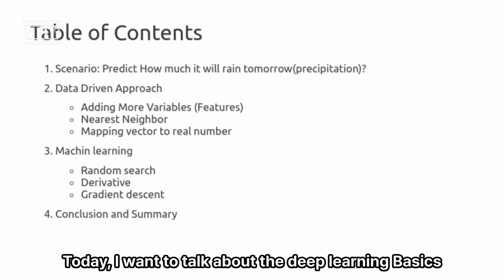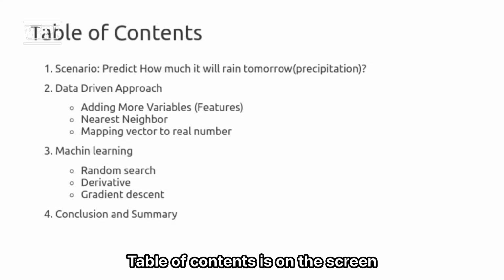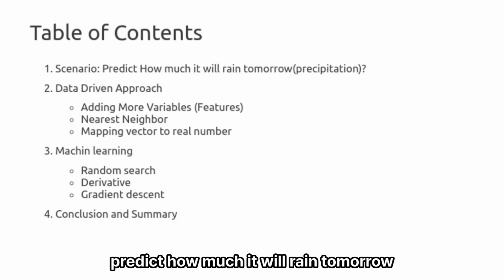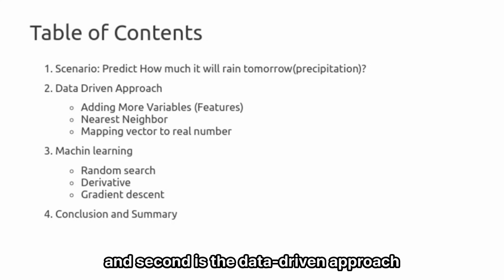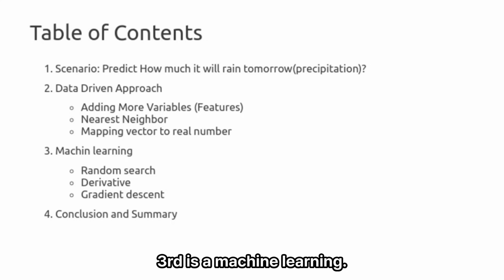Today I want to talk about deep learning basics. The table of contents is on the screen. First, I will introduce the scenario: predicting how much it will rain tomorrow. Second is a data-driven approach. Third is machine learning. Fourth, conclusion and summary.